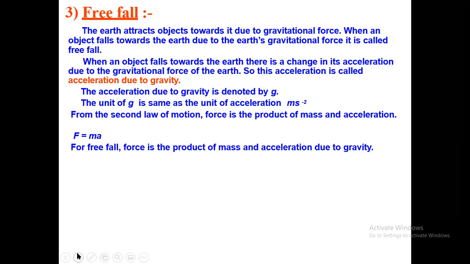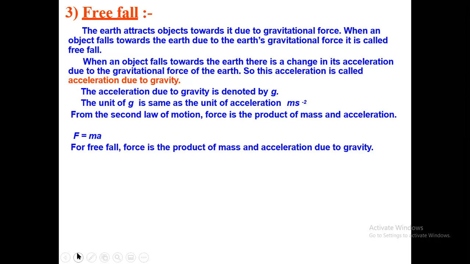When an object falls towards the earth, there is a change in its velocity due to the gravitational force of the Earth. So this acceleration is called acceleration due to gravity. The acceleration due to gravity is represented by small g, and the unit of g is the same as the unit of acceleration, that is meter per second square.